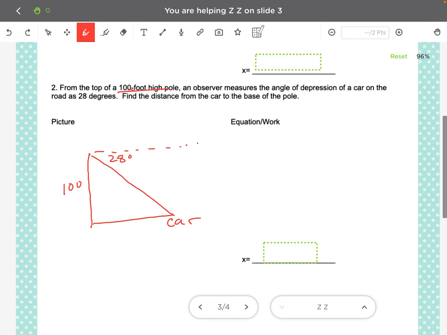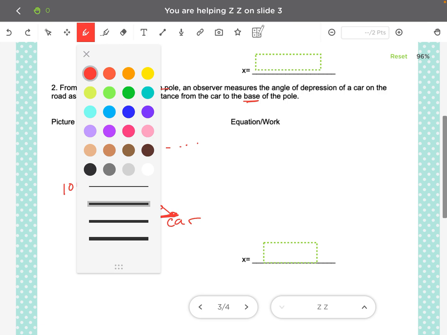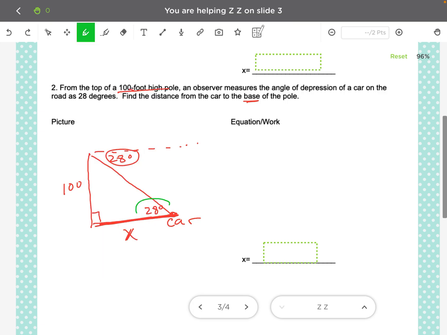But here's my triangle, and one of the things that we learned was if this is 28, this little angle here is also 28. It says find the distance from the car to the base. So remember, base is another word for the bottom, so this is what I'm looking for. So let's label our triangle. This is my angle. This is H. This is my opposite. This is my adjacent.